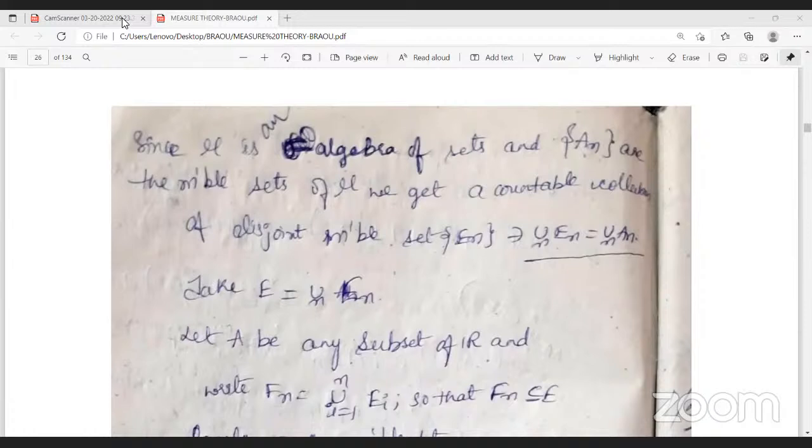Okay now, what about the left hand side from the equation 1? From the equation 1, clear? Okay. Next, the contour set.